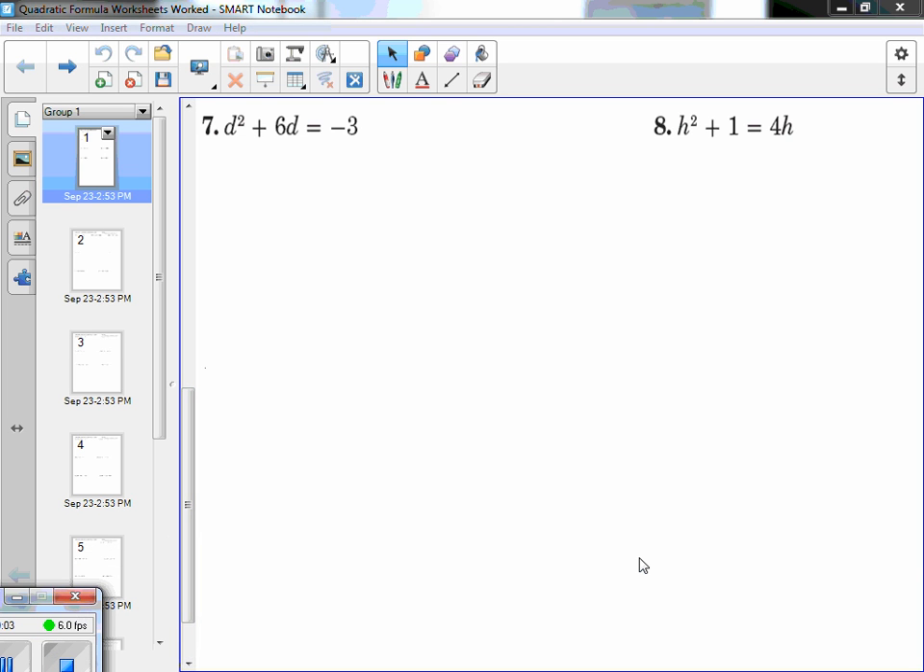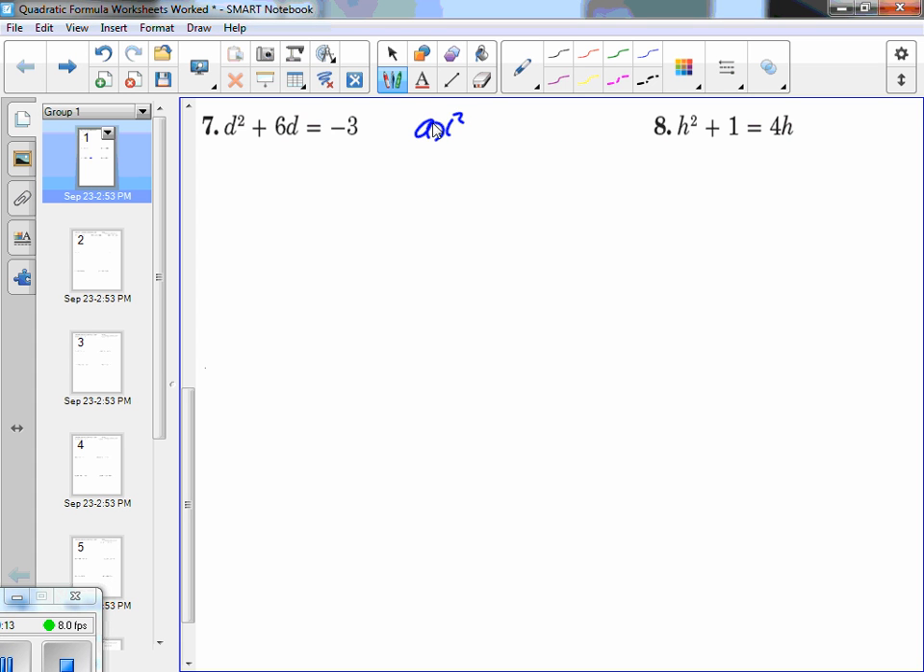Let's start here with number 7. Now, to be able to use the quadratic formula to solve a quadratic equation, our equation must be in the form of ax squared plus bx plus c equals 0. And number 7's not in that form. So the first thing we do then is get it into that standard form.